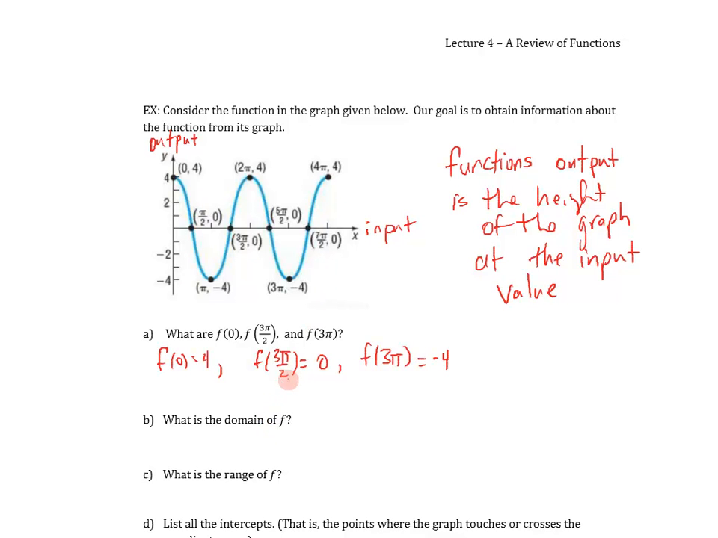Now, what's the domain of the function as it's drawn here? Remember, domain is how far this thing covers on the x-axis. It starts here, goes all the way to here, which we're told is an x-coordinate of 4 pi. So the domain is from 0 to 4 pi. Oh, and it's inclusive because you've got points at the end. What's the range? Since it goes all the way down to negative 4 and all the way up to positive 4, that's going to give us our range. So from negative 4 to positive 4.